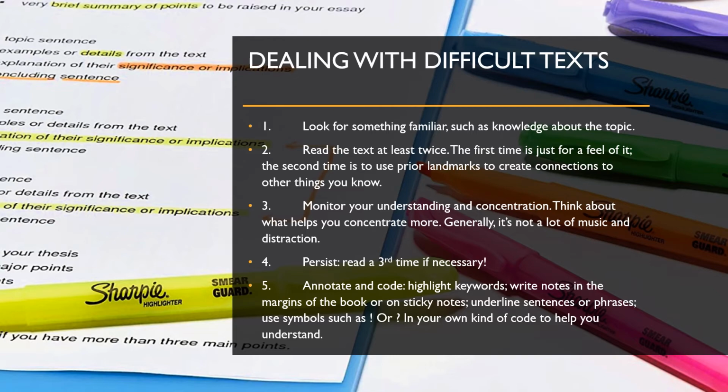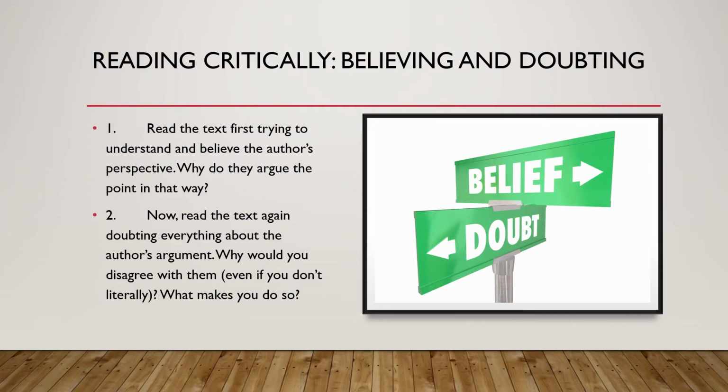And then finally, annotate and code. So you know about annotations. People use highlighters. You can write notes in the margins of the book or on sticky notes that you put in the book. You can write notes in a separate journal or notebook. You can underline sentences or phrases. Use symbols in your own kind of code to help you understand, such as an exclamation mark or a question mark or some kind of squiggly line that in your own code you understand what that means. So all of these are strategies for dealing with a hard, challenging academic text.